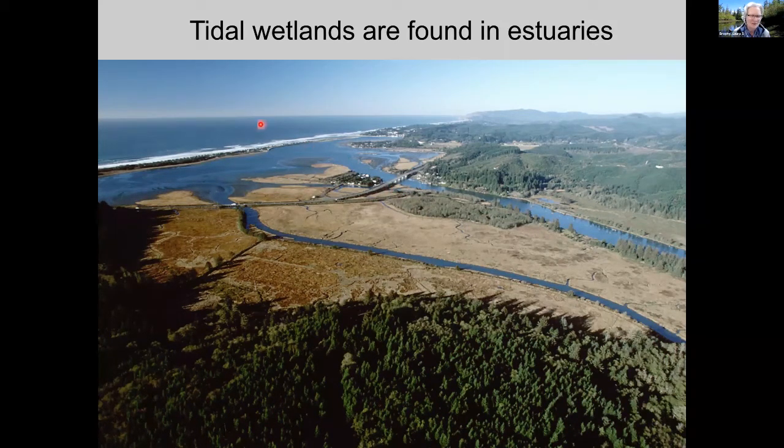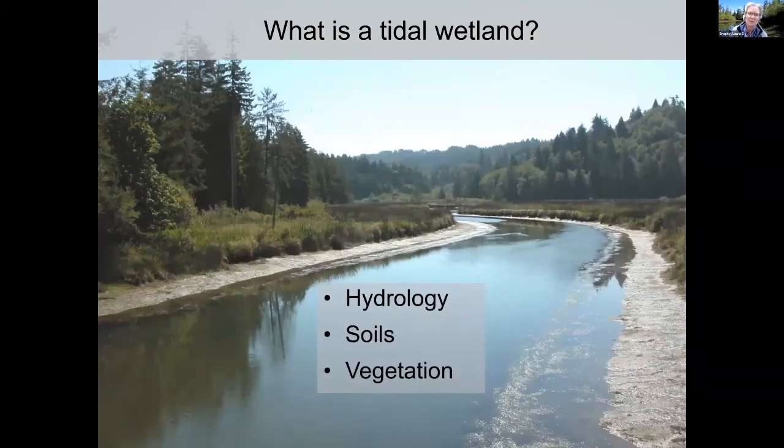This is the Pacific Ocean in the background here. And then you see the sand spit here and the bay. And the light brown areas that are sort of in the middle ground of this picture, those are tidal marshes. So they're tidal wetlands in this estuary. A tidal wetland, like other wetlands, is defined by three main characteristics. It's hydrology, and that's how water moves through the system, the soils, and the vegetation found in the wetland.